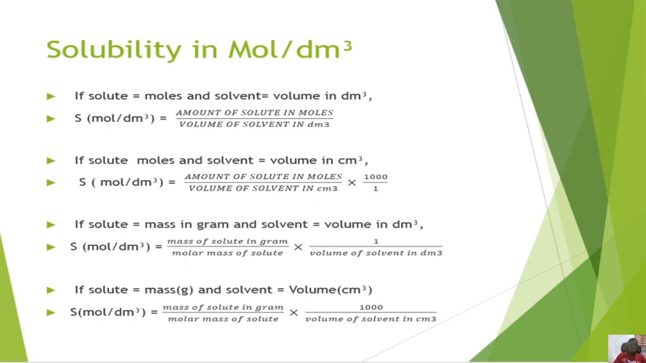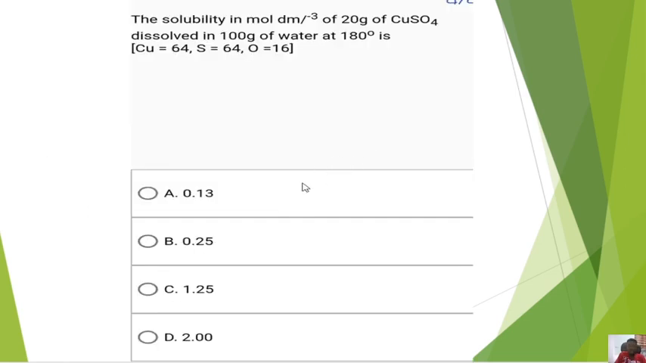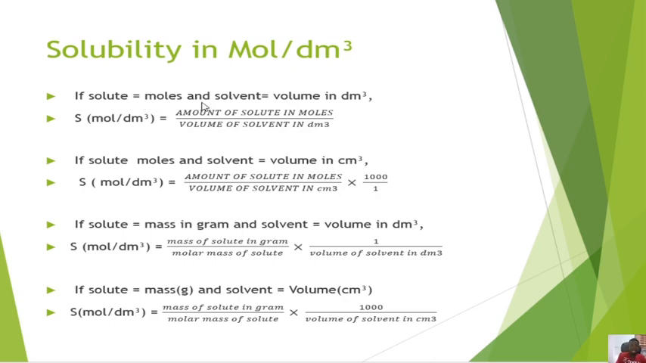Let's get to it. The first unit we are going to consider is solubility in mole per dm cube. There are 4 different formulas that we are going to be using to solve them. I'm going to be doing the derivation so you see how we got to these things. The first one is easy. If your solute is in moles and your solvent is in volume in dm cube, solubility means solute over solvent, which means the solute in moles divided by the solvent in dm cube will give us mole per dm cube. So if you have a question where the solute is in moles and solvent is in dm cube, you simply do amount of solute in moles divided by volume of solvent, and you have your solubility in mole per dm cube.